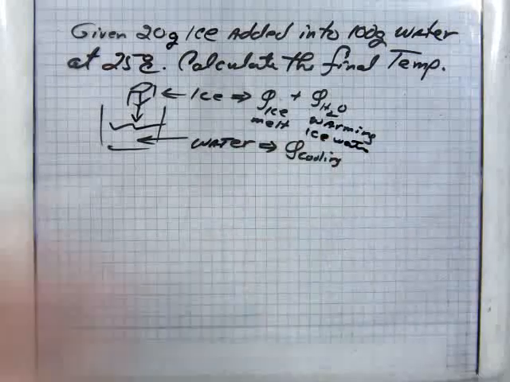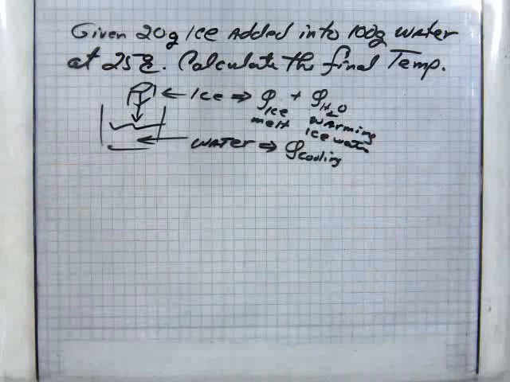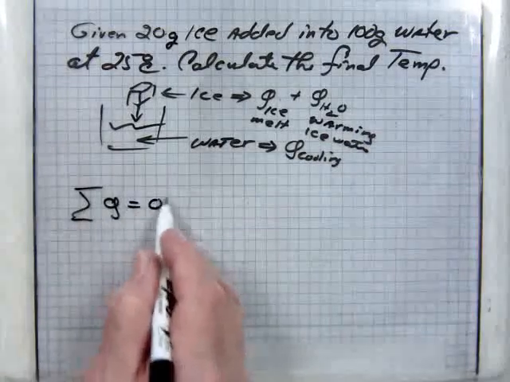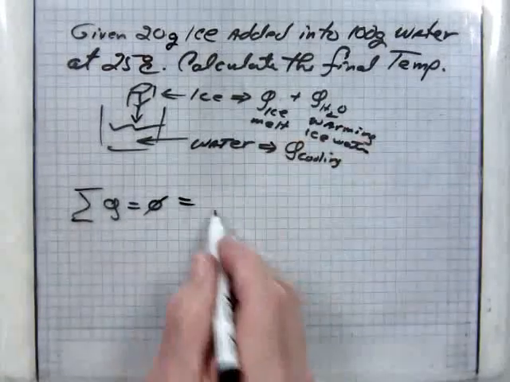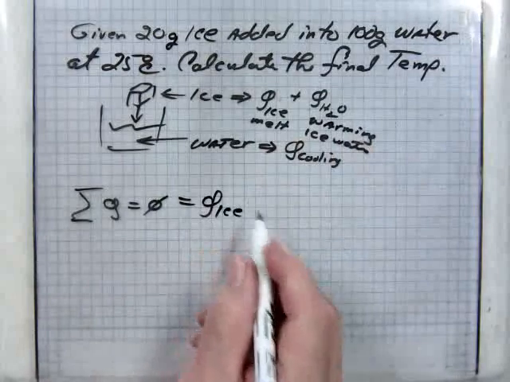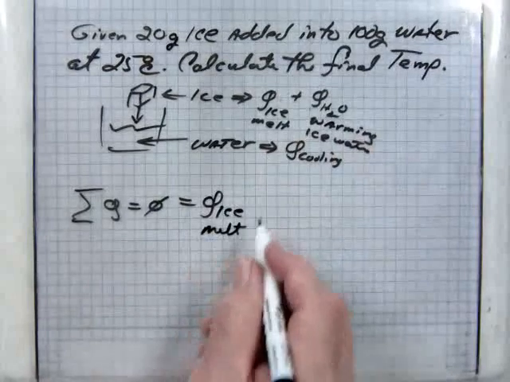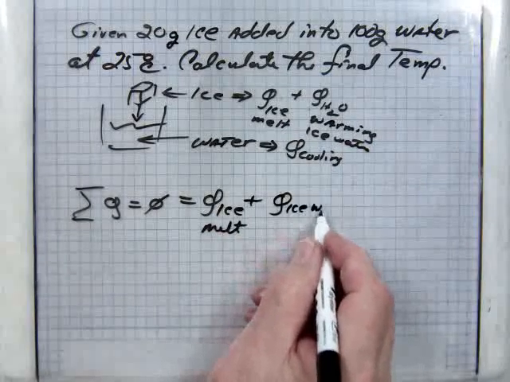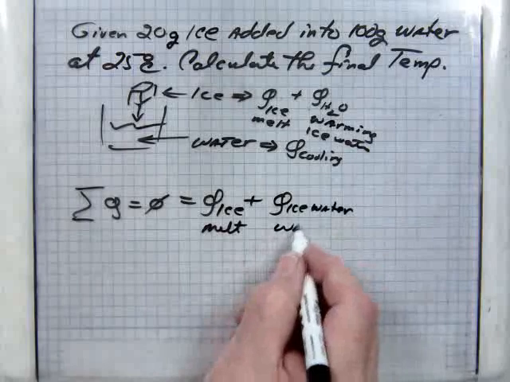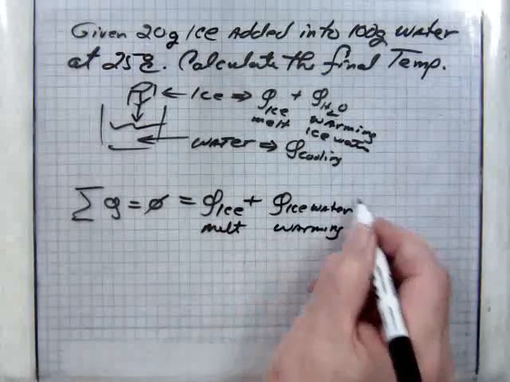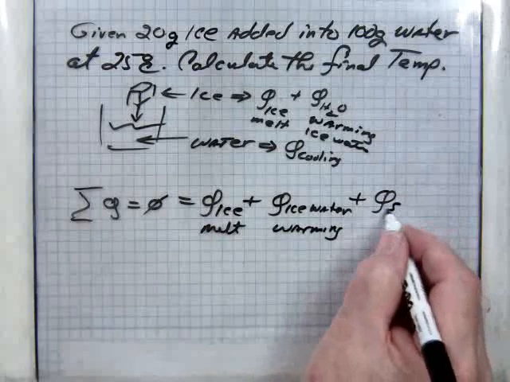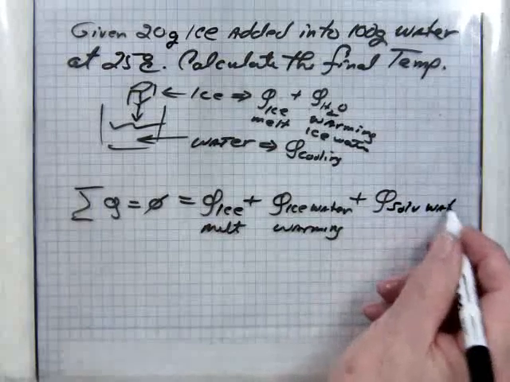So you've got three things going on, the sum of which equals 0. That is, the sum of all your energy changes equals 0. And that equals the Q of the ice melting, plus the Q of the ice water warming, plus the Q of the solvent water cooling.